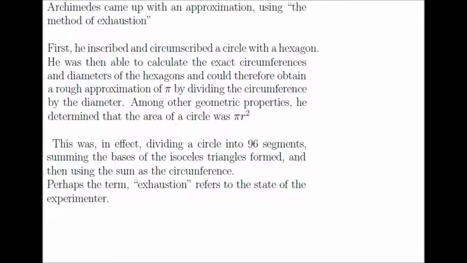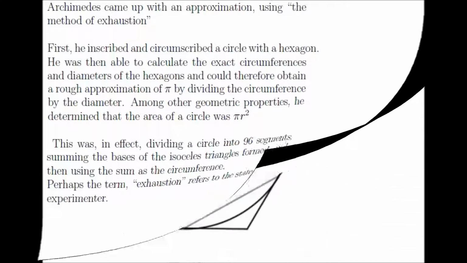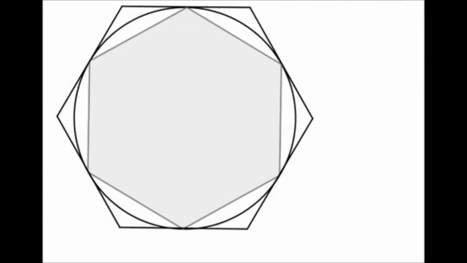Among other geometric properties, he determined that the area of a circle was pi r squared. This was, in effect, dividing a circle into 96 segments, summing the bases of the isosceles triangles formed, and then using the sum as the circumference. Perhaps the term exhaustion refers to the state of the experimenter.